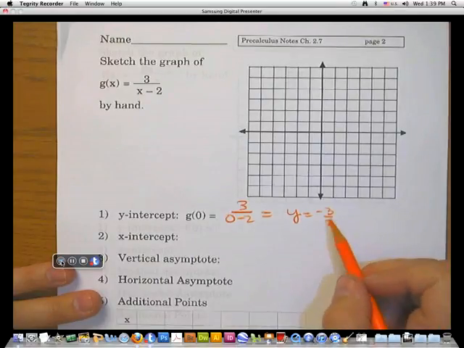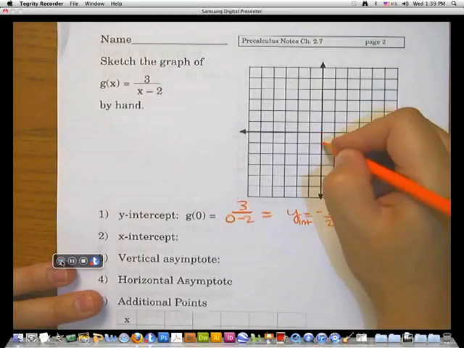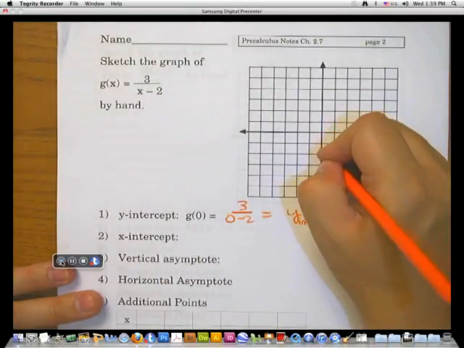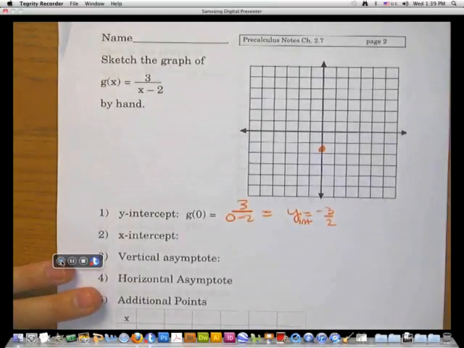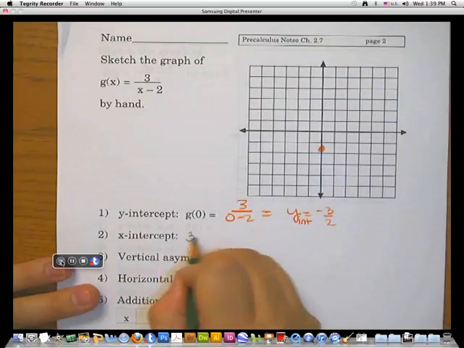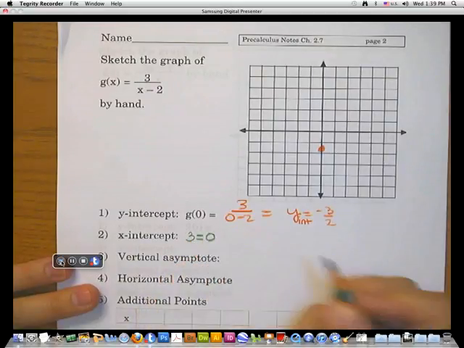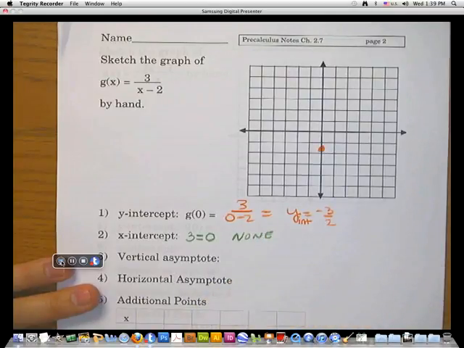That is a y-intercept, so negative 1 1/2. The x-intercept is based on the numerator equal to 0. So none. There is no x-intercept.